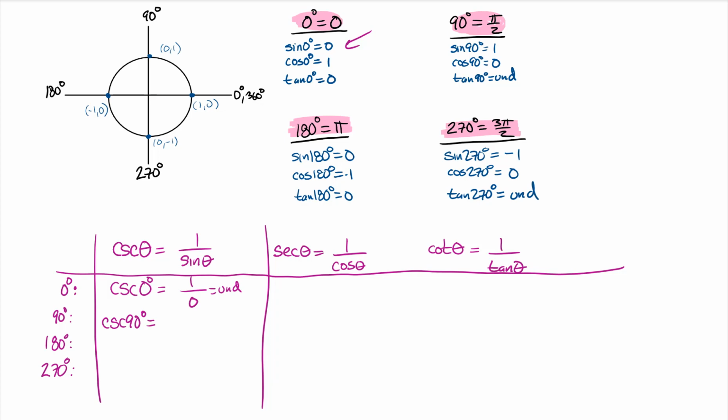Cosecant of 90 is just 1 over whatever the sine value is there at 90. Oh, that's 1. 1 over 1 is equal to 1. Cosecant of 180. So that's going to be 1 over 0, which is also going to be undefined. And then cosecant of 270 is going to be, what is it? 1 over negative 1, which is equal to negative 1.